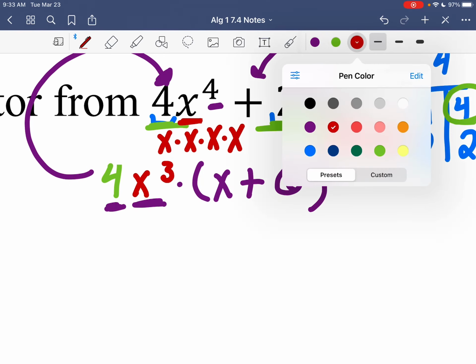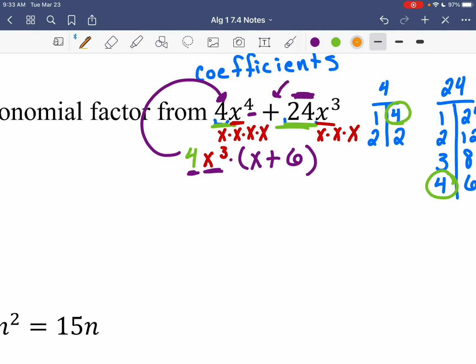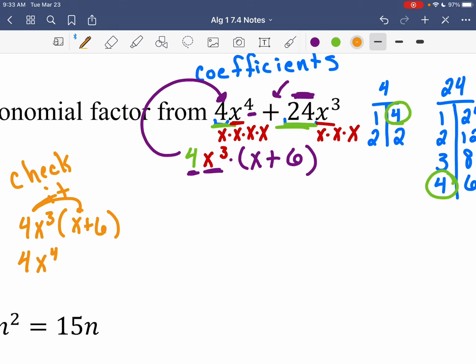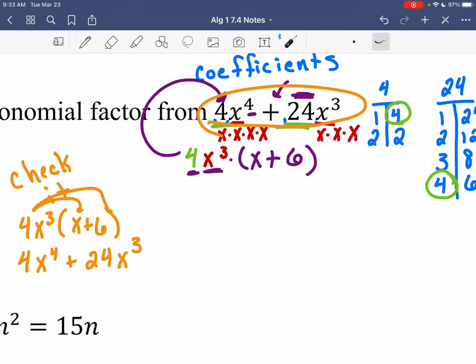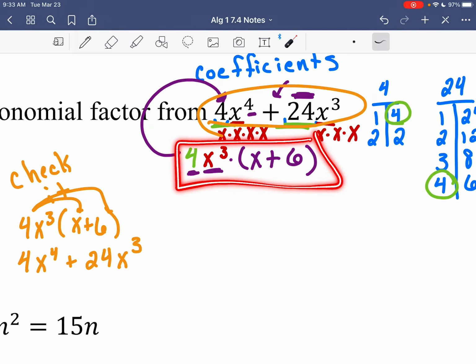I always suggest at this point you check it by multiplying it in. Meaning, take 4x to the third times x plus 6, distribute it in. That gives me 4x to the fourth. 4 times 6 is 24, 24x to the third. Did that get me back to where we started? It did. So that tells me I found it. This is my factored form right there.